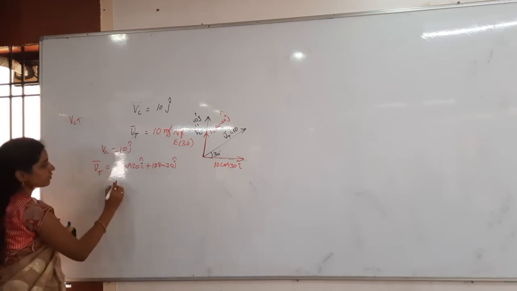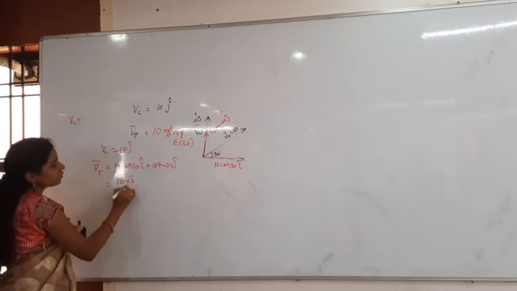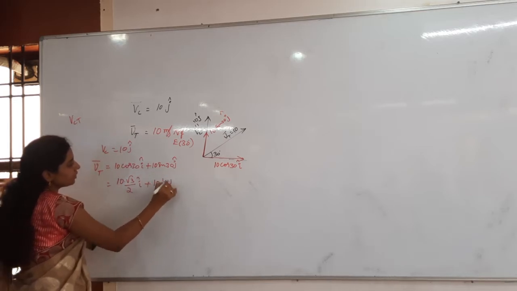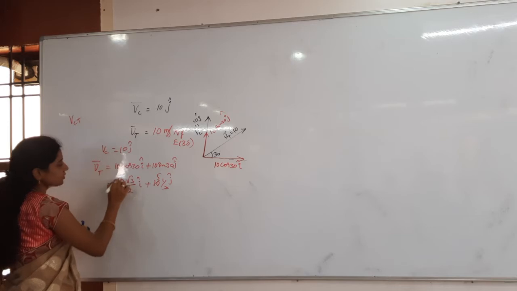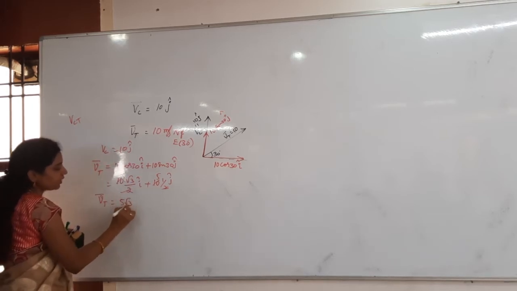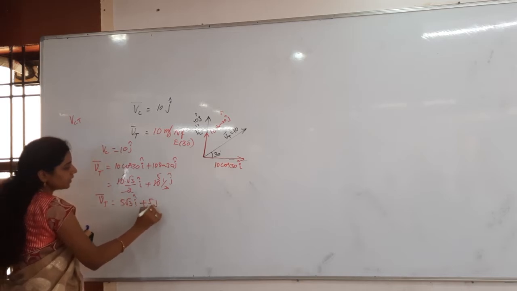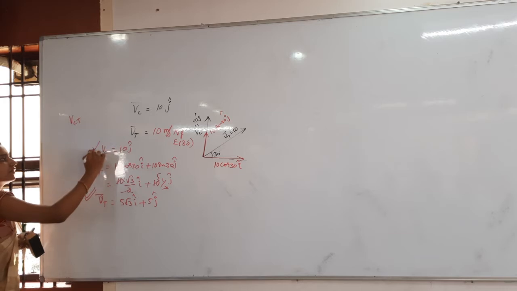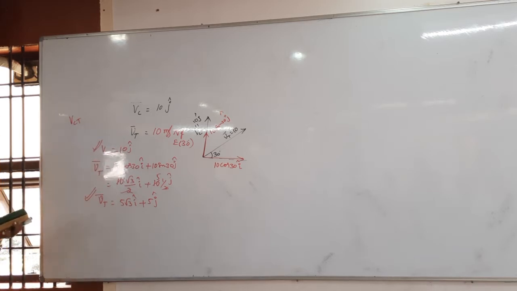Then 10 cos 30, what will we get here? 10 into root 3 by 2 i cap plus 10 sin 30, nothing but 10 into 1 by 2 j cap. Then this is 5, this is 5 root 3. So the total velocity of the truck is how much? 5 root 3 i cap plus 5 j cap. Now this is the velocity of the truck, this is the velocity of the car.